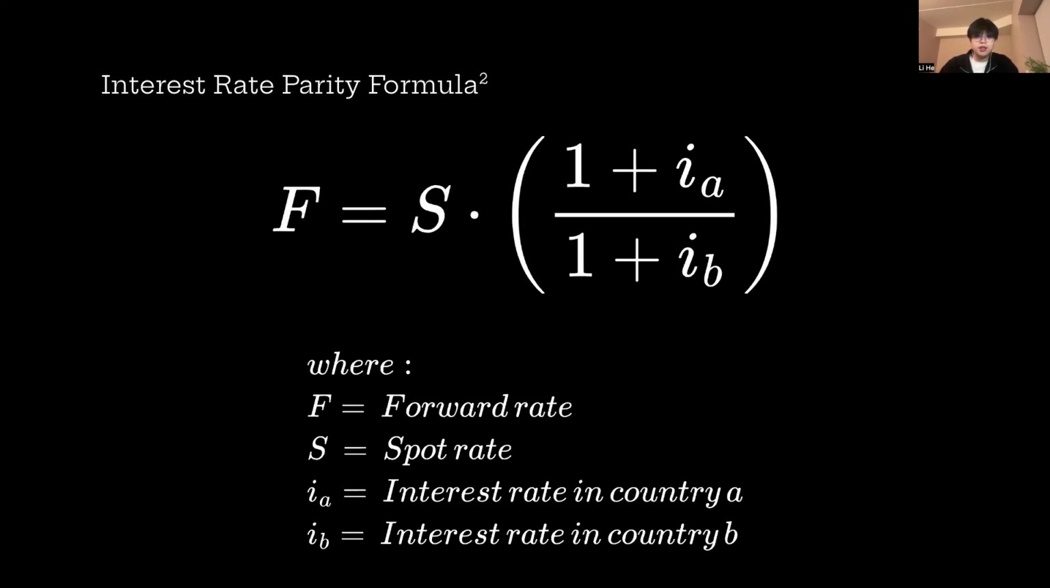We can easily look for any of these variables simply by playing around with the formula. For example, if you wanted to look for the spot rate, you would just divide the forward rate by 1 plus IA over 1 plus IB.